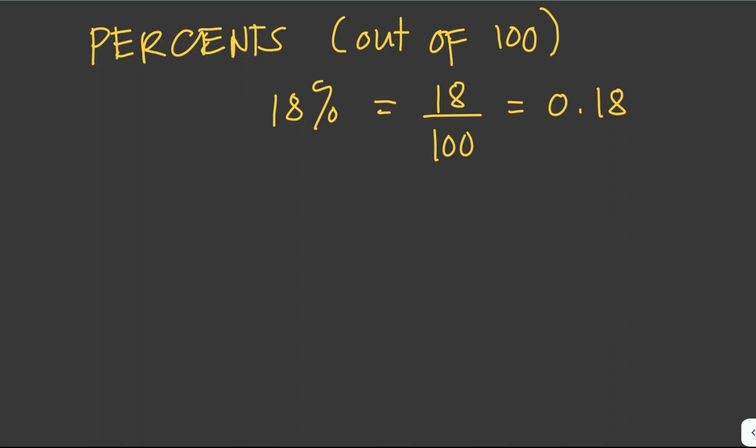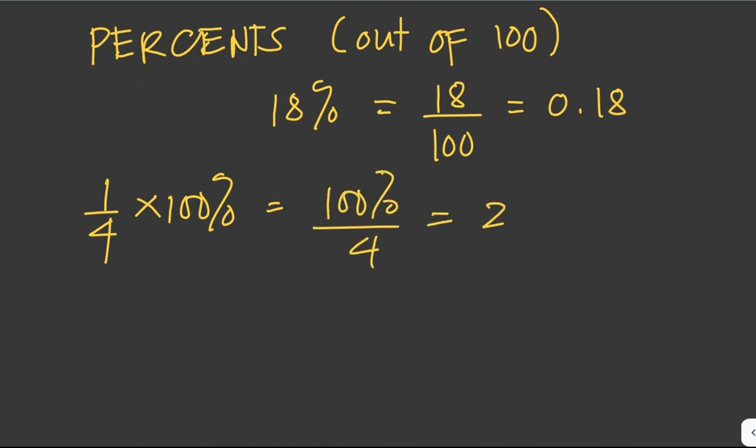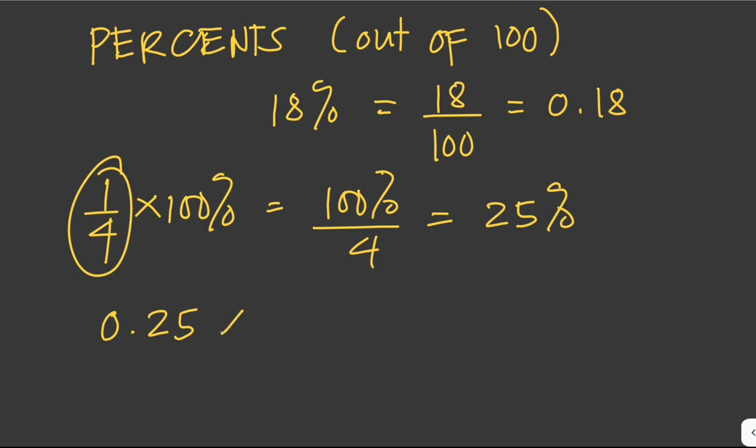Right, changing decimals and fractions to percent. Say for example, we're given 1/4. Just have to multiply this one by 100%. So this is 100% over 4. So this is just equal to 25%. Therefore 1/4 is just equal to 25%. And changing decimal to percent, let's say we're given 0.25, you just have to multiply this by 100%. It's just equal to 25%.